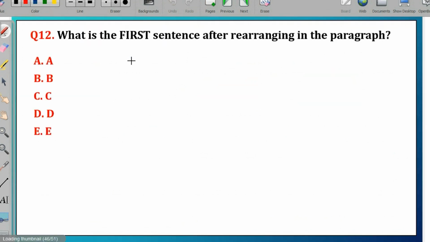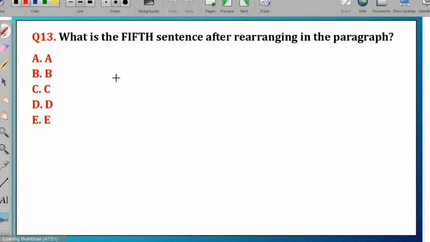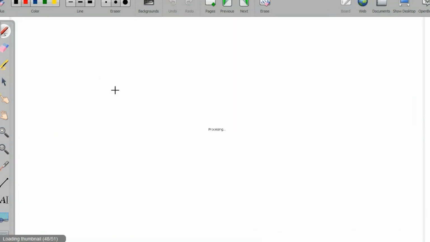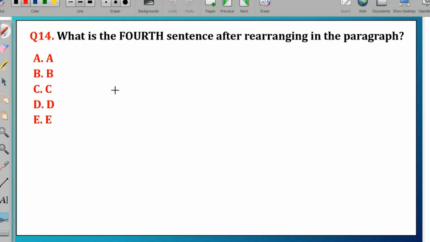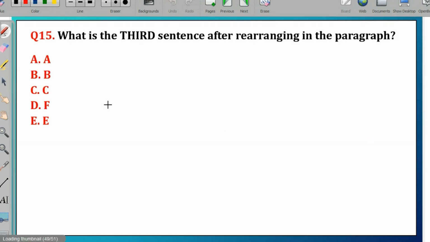Then what is the first? C. CAFED ऐसा sequence हुआ है ना, तो C option होगा यहाँ पर. What is the fifth? Fifth मतलब last sentence is your D sentence. Option D in this question. What is the fourth? E. What is the third sentence? Third sentence is your F sentence. That is option D in this case.